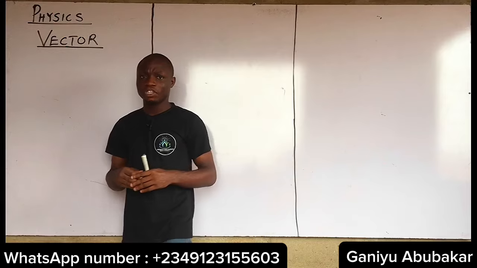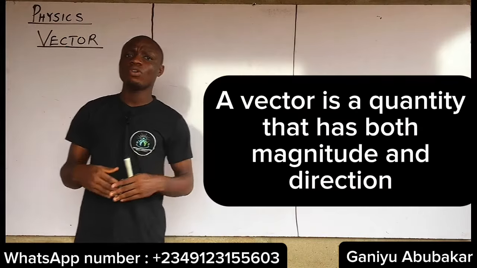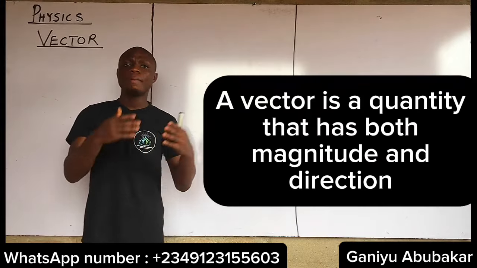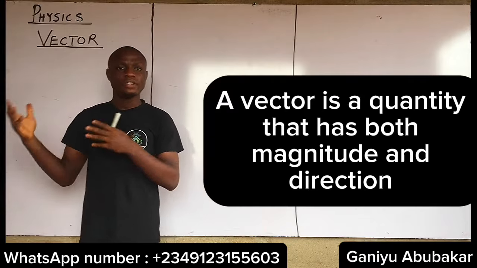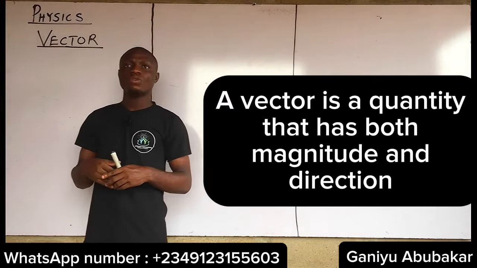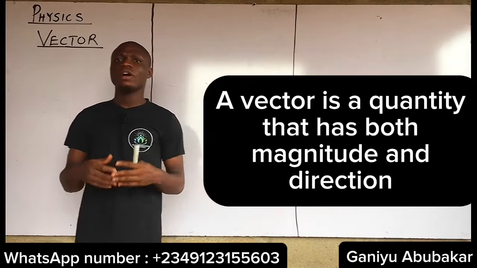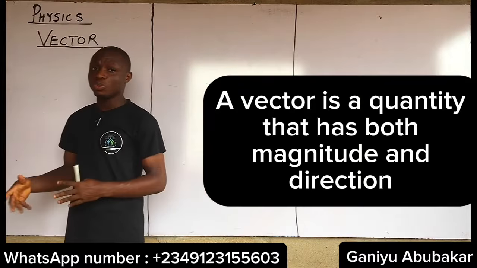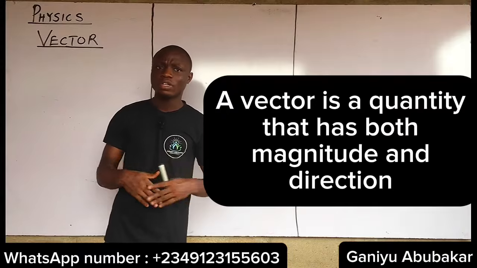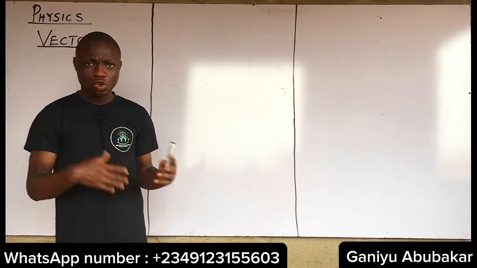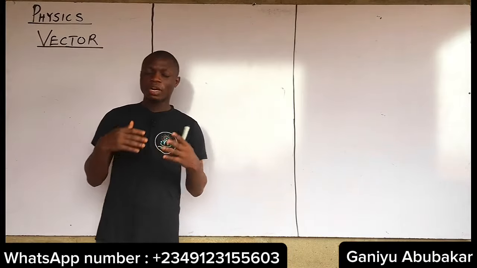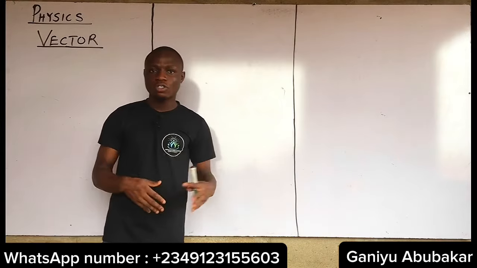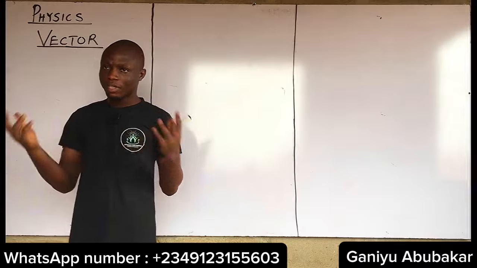Vector, by definition, is simply a quantity that has both magnitude and direction, right? So vectors are simply quantities that have both magnitude and direction. Examples of vector quantities include displacement, velocity, force, weight, and etc.